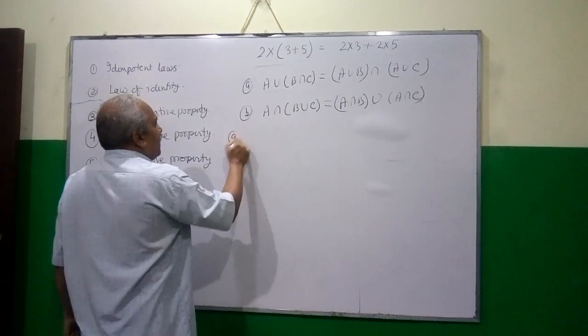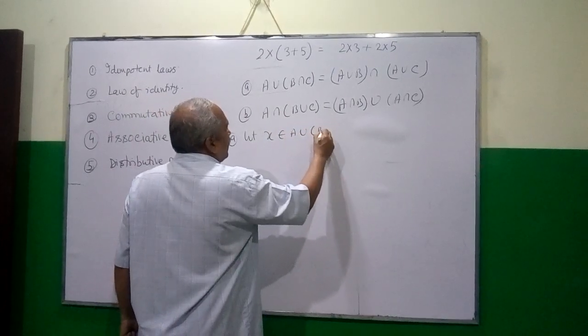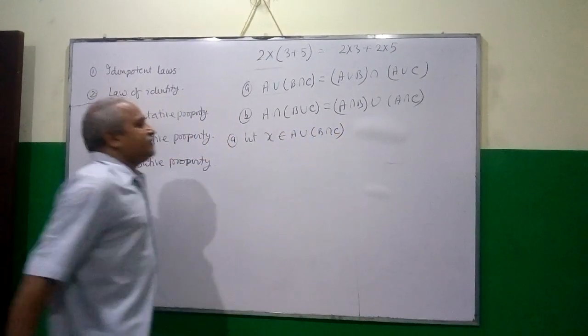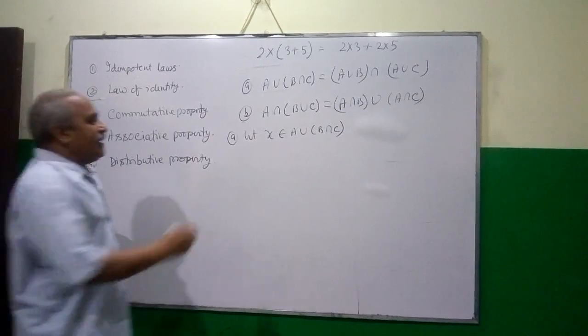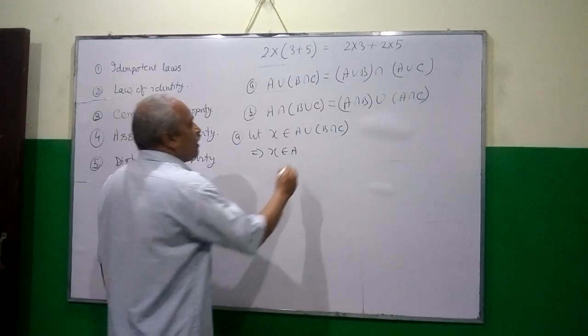Number A. Let X belong to A union (B intersection C). This implies X belongs to A. For union, what do we write?